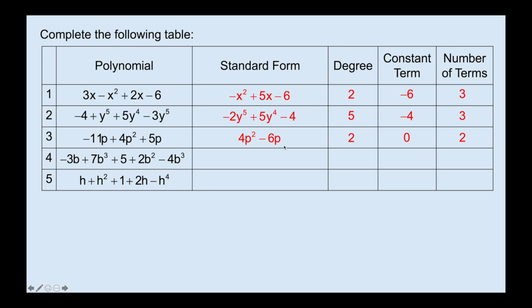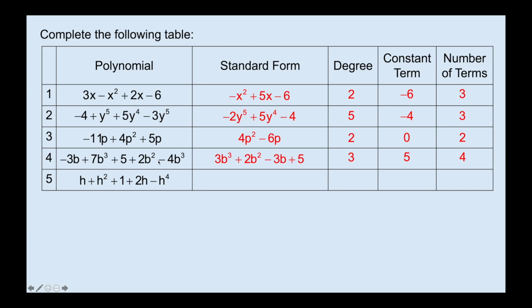From there, our degree is going to be the highest of any of the degrees in the expression, which in this case is 2. My constant term is going to be 0 in this case because I don't have anything that's listed that does not include a variable here, and so that's going to have to be 0. Number of terms here, again, we don't decide this until it's simplified, but there's 2 terms here.